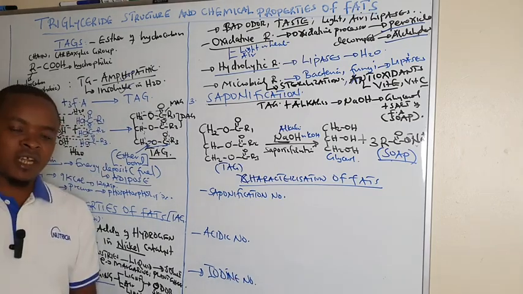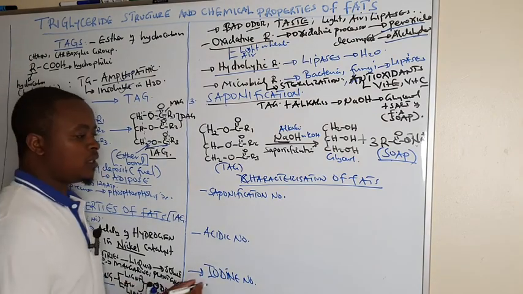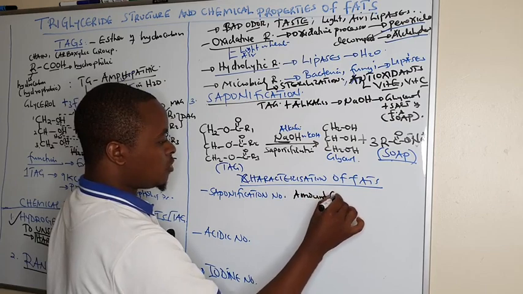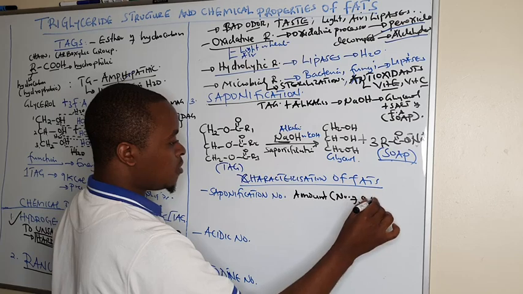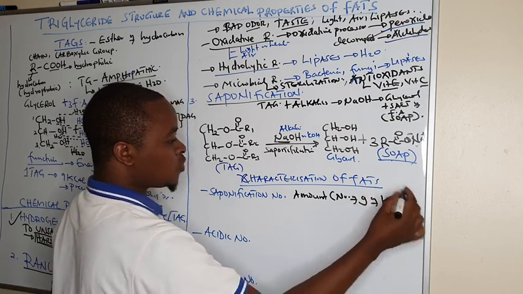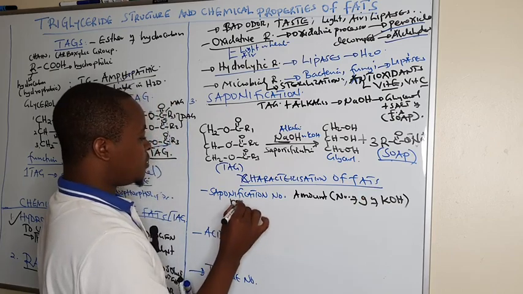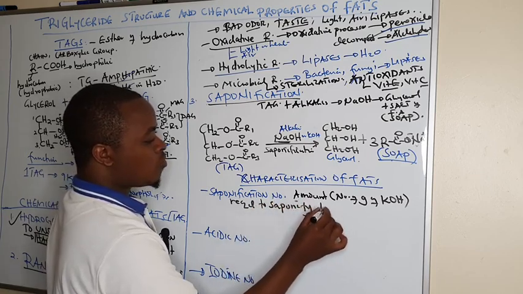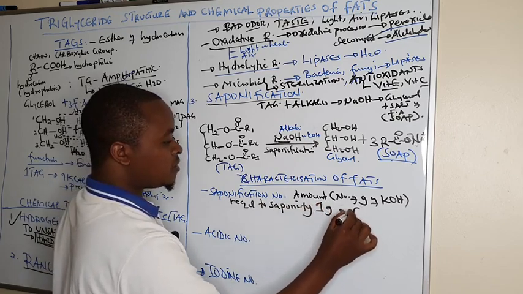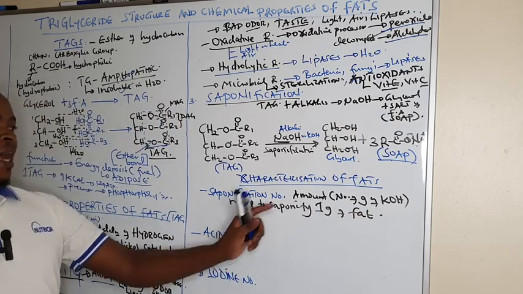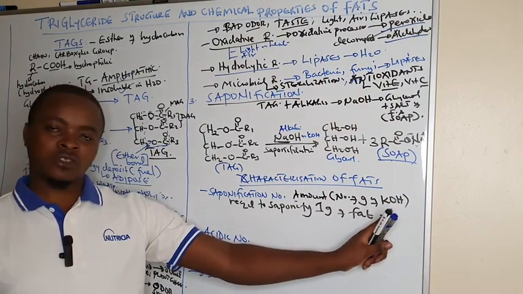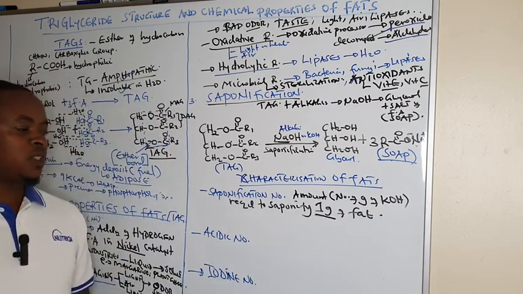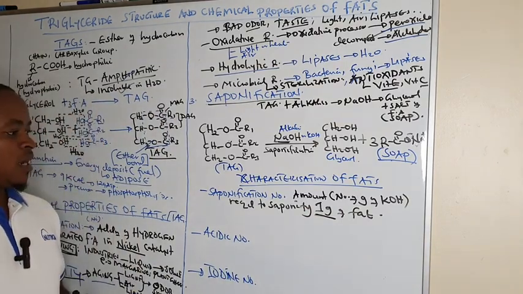And under saponification number, what is it? This is the number of grams of potassium hydroxide or sodium hydroxide which is required to saponify 1 gram of a given fat. That is what we call the saponification number.